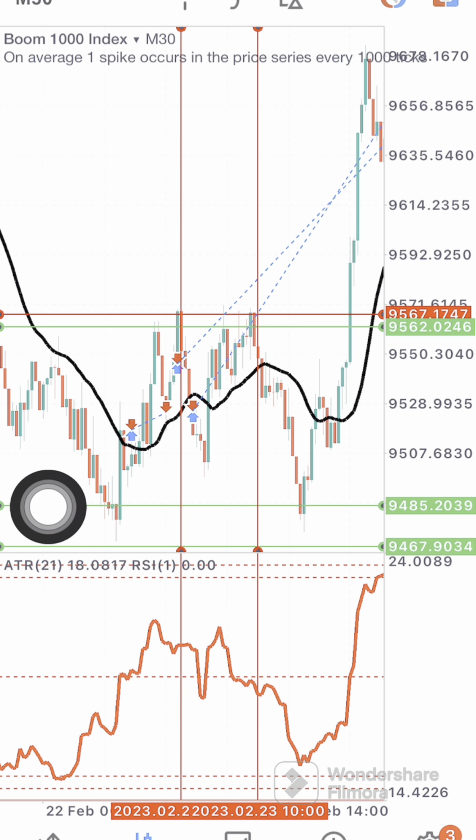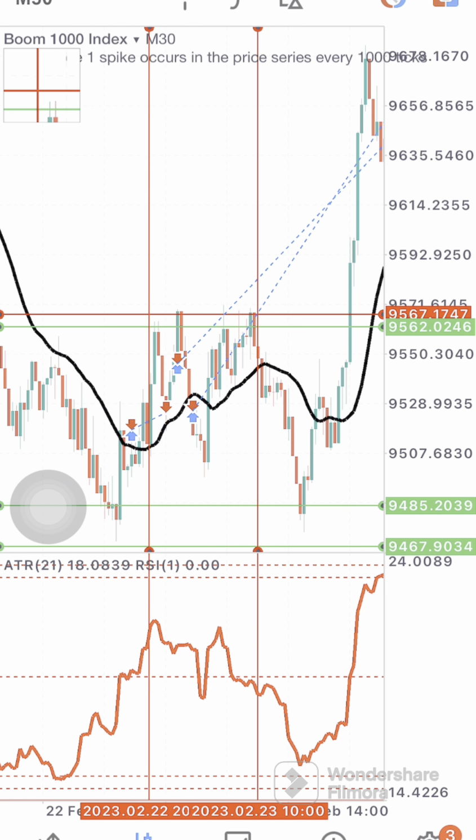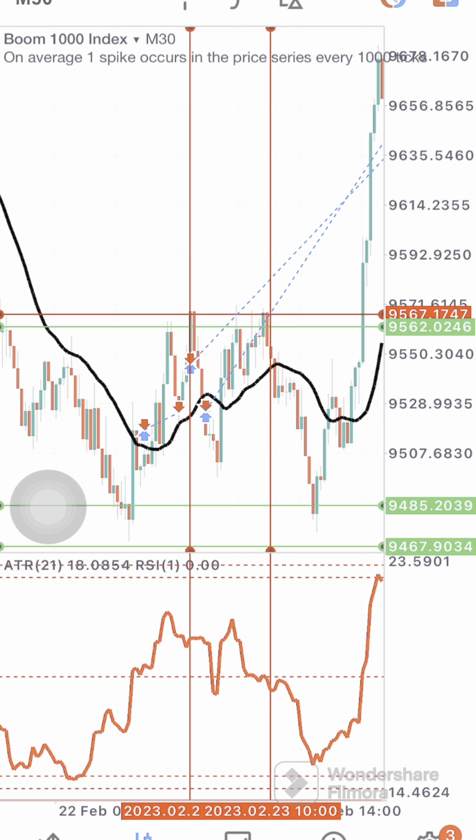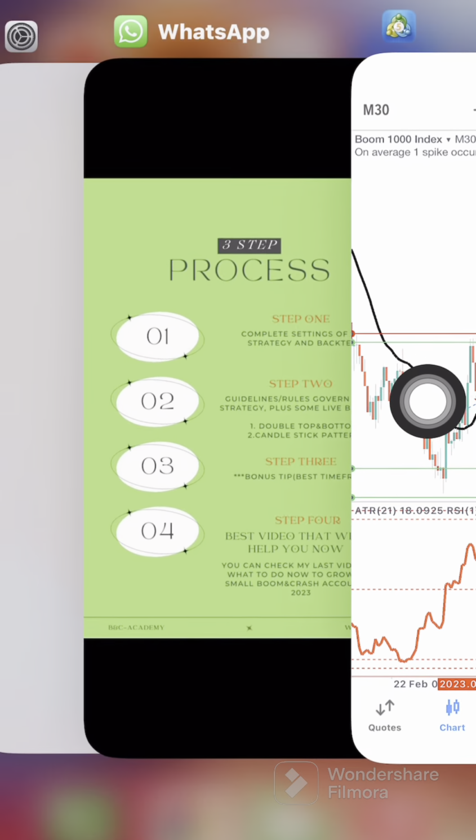Whenever you are going to trade this market, for a double top, you look for a sell signal and sell. For a double bottom, you look for a buy signal. You need to buy and make money from the market. That is what you need to understand. Since you understand it, let's go to the next one.